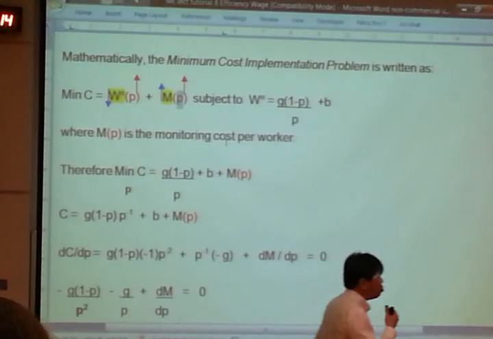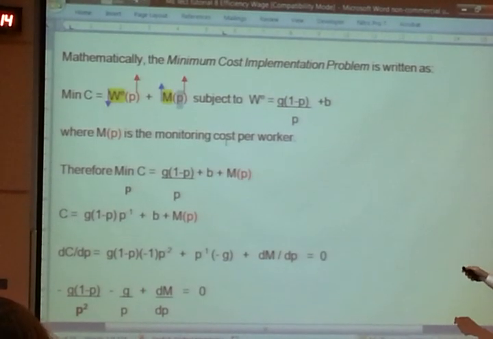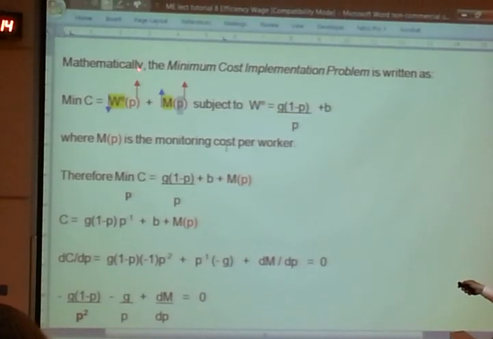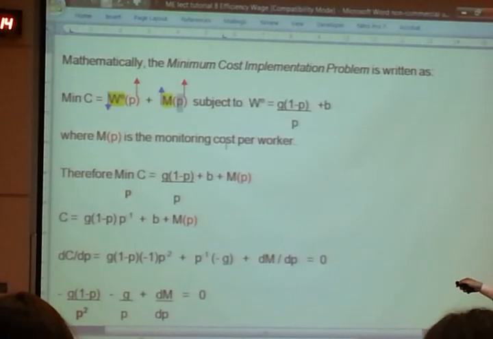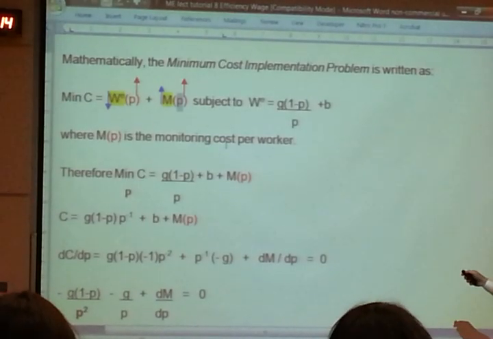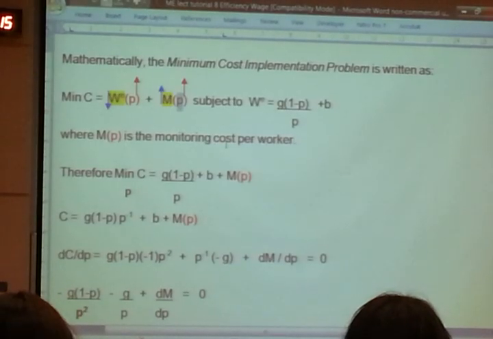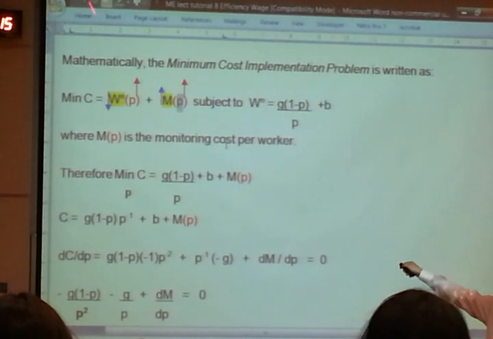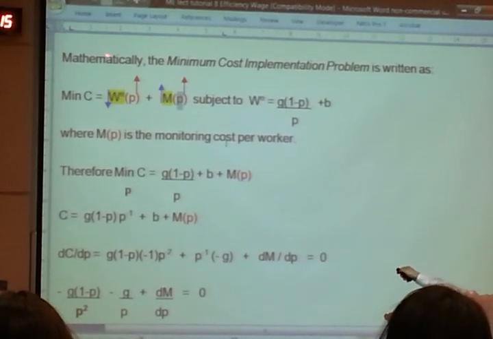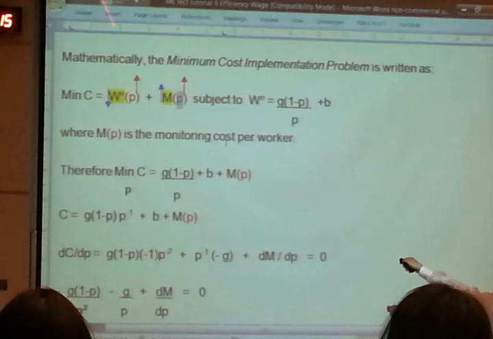Because if you want a higher P, if you want a higher probability of detecting cheating, the firm has to spend more money on monitoring. But the good thing is that if you spend more money, a higher P means a lower WE. So there's a trade-off between monitoring costs and the efficiency rate. Understand? A higher P is good because it reduces the efficiency rate. Because if the probability of detecting cheating is higher, the efficiency rate is lower. But if you want a higher probability of detecting cheating, the firm must spend more money monitoring.